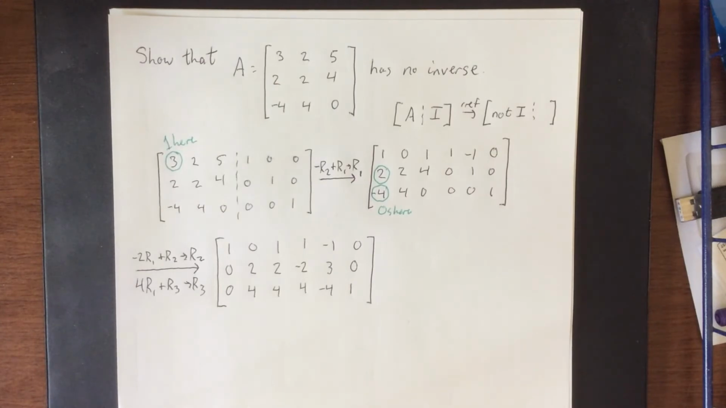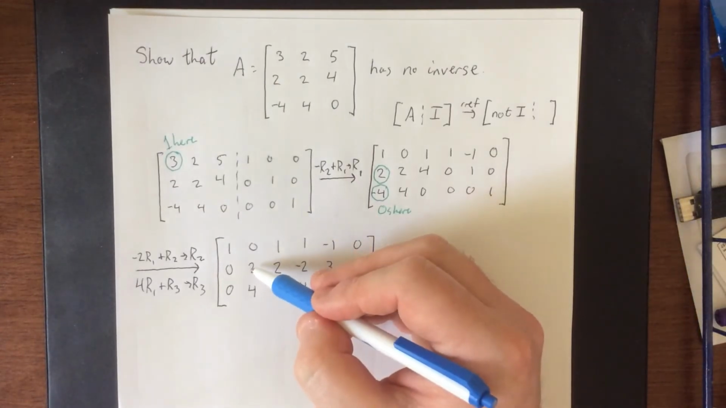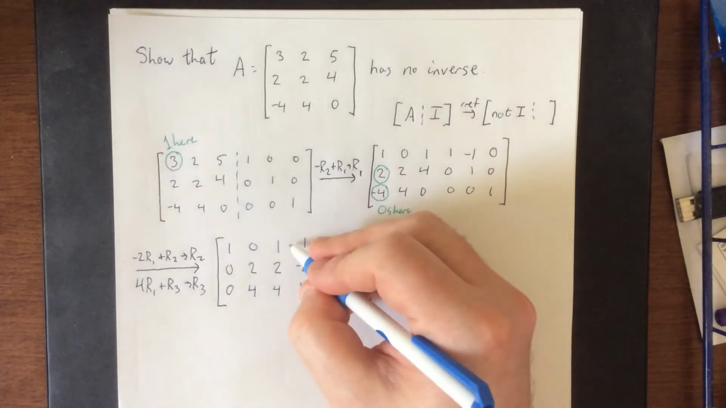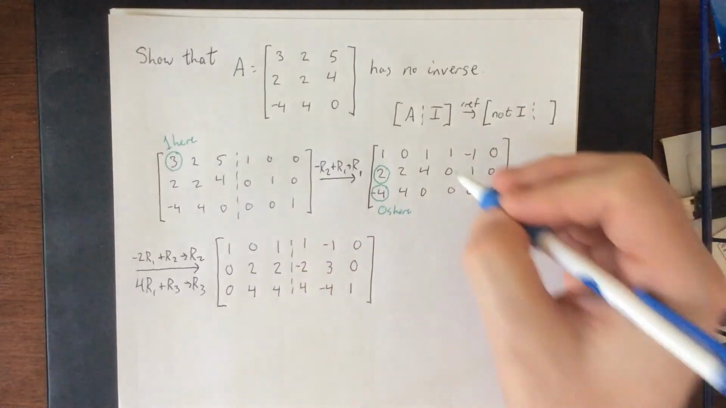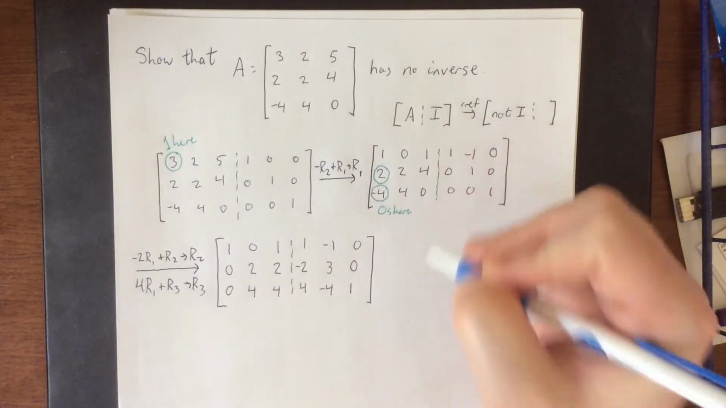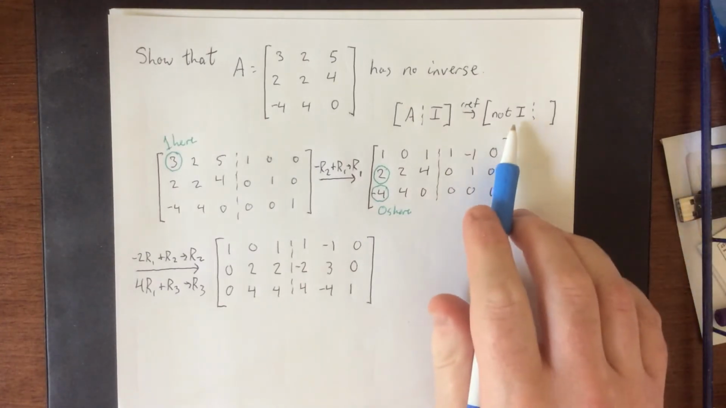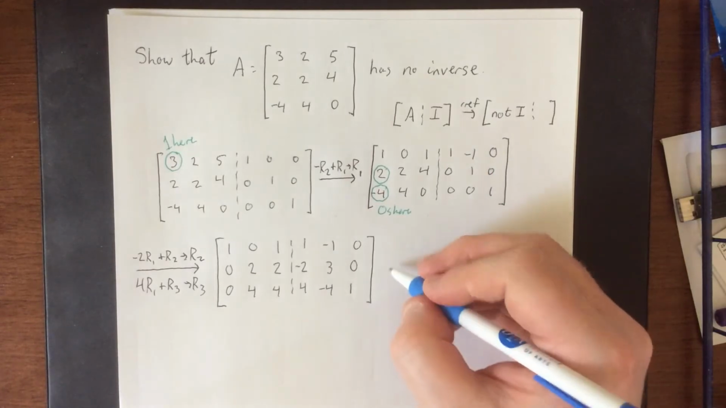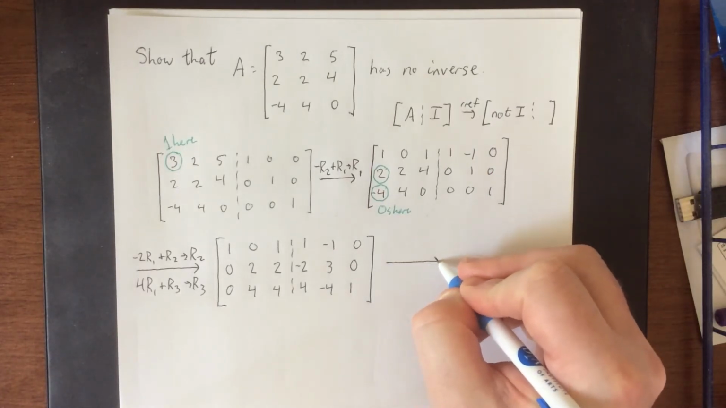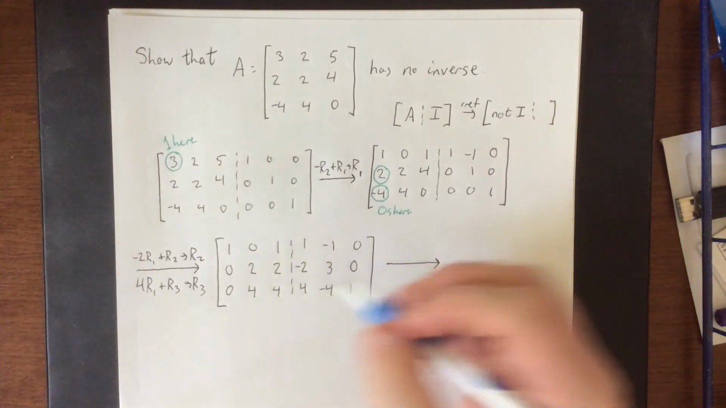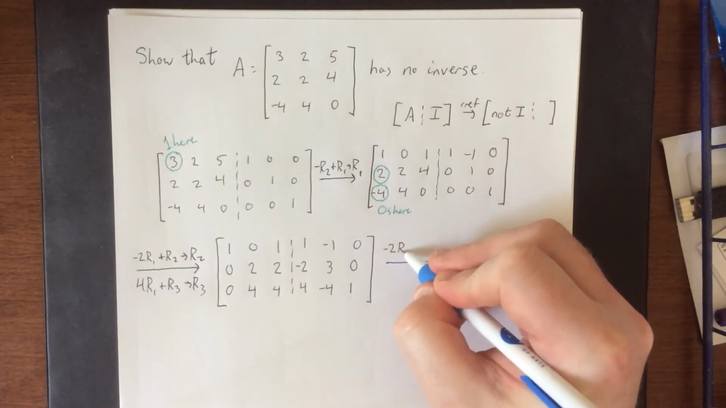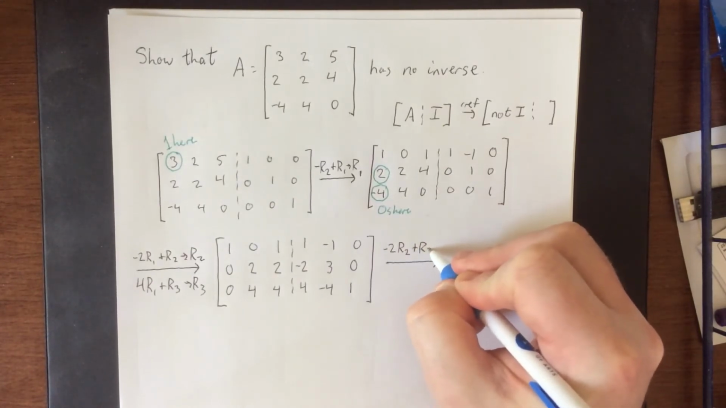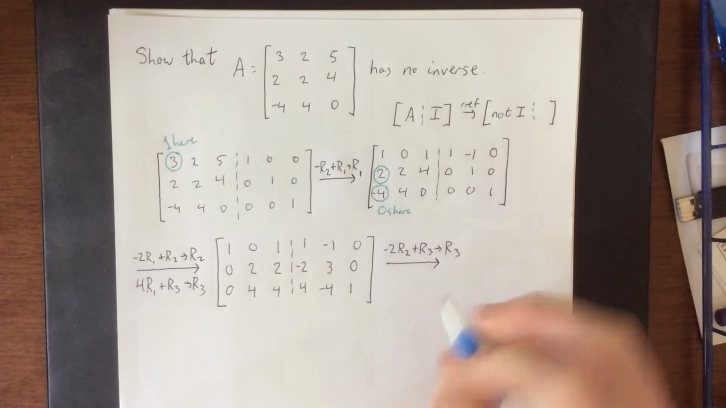At this point, normally we would try to get a 1 in the 2, 2 entry, but I think that I see something that's going to save us a little bit of time here. We need to show that what we have to the left of the augment cannot be reduced down to the identity matrix. Generally, that means generating a row of zeros somewhere in here. I can do so by taking negative 2 times the second row, adding it to the third row, and have that become the new third row.